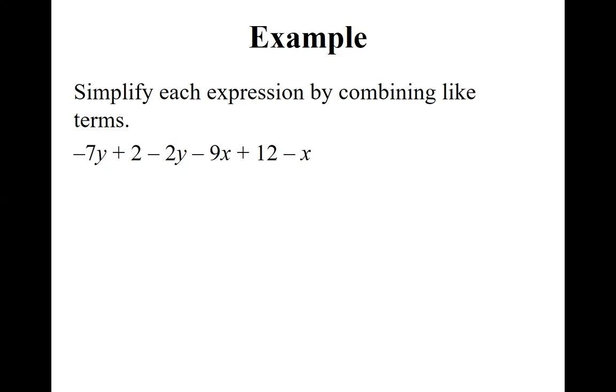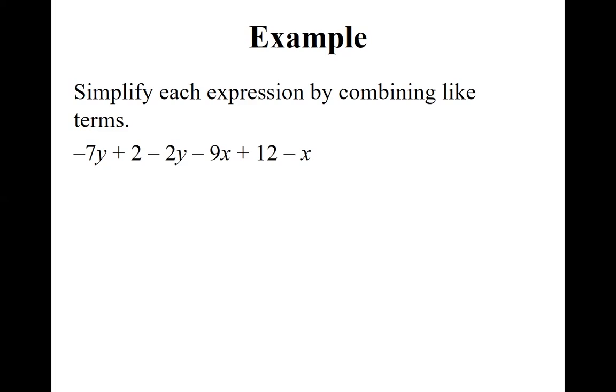Negative 7y plus 2 minus 2y minus 9x plus 12 minus x. They're getting larger. They're getting more complicated. There's more to do. We see that we have some y's, we have some x's, we have some constants, and we need to combine the y's. We need to combine the x's. We need to combine the constants.